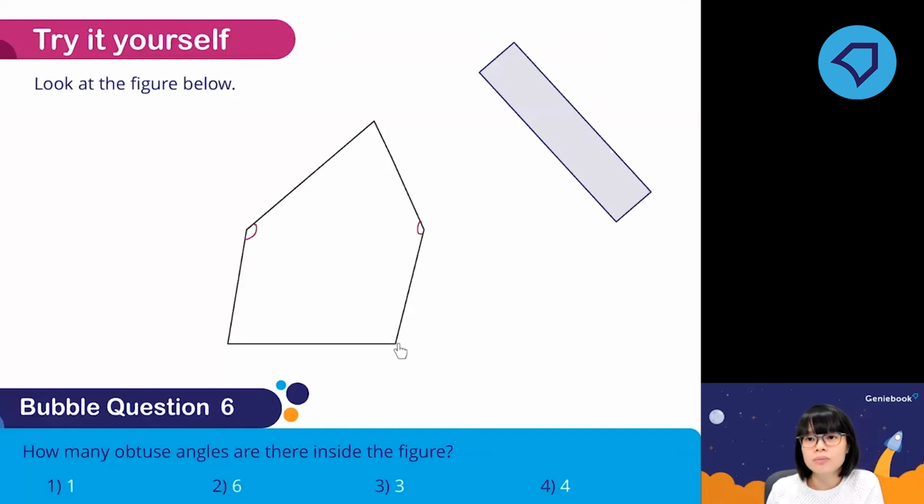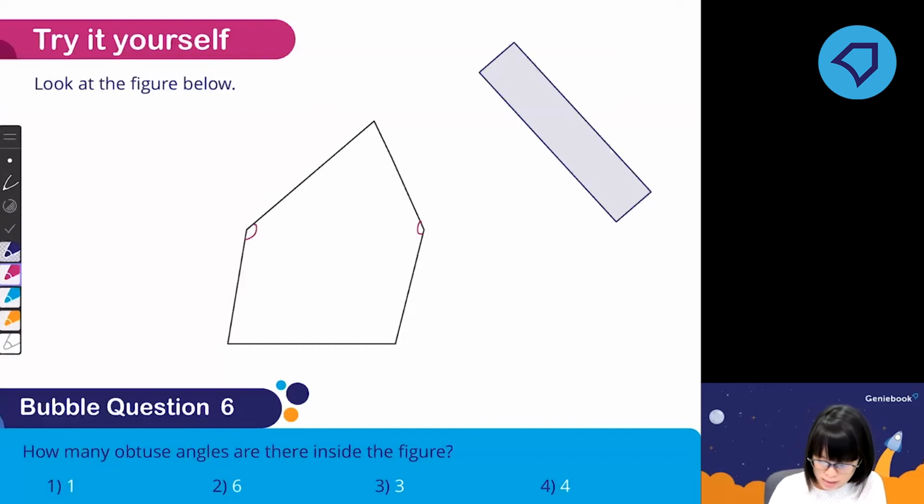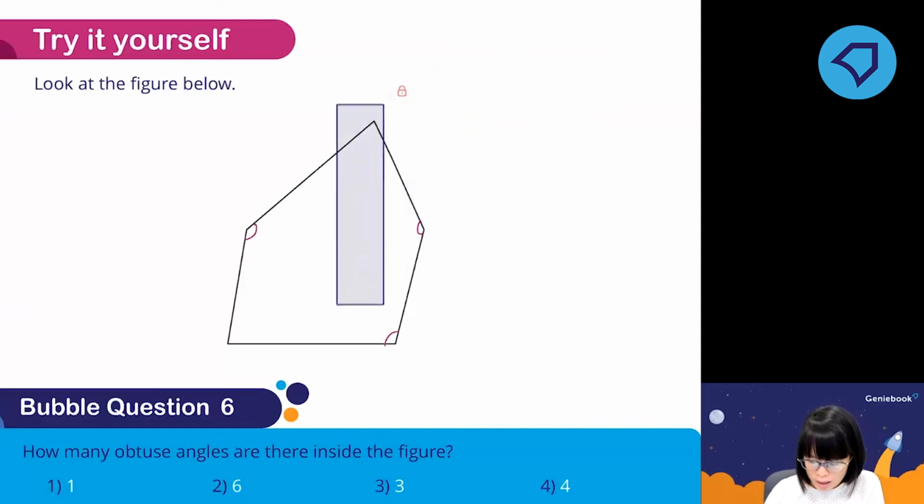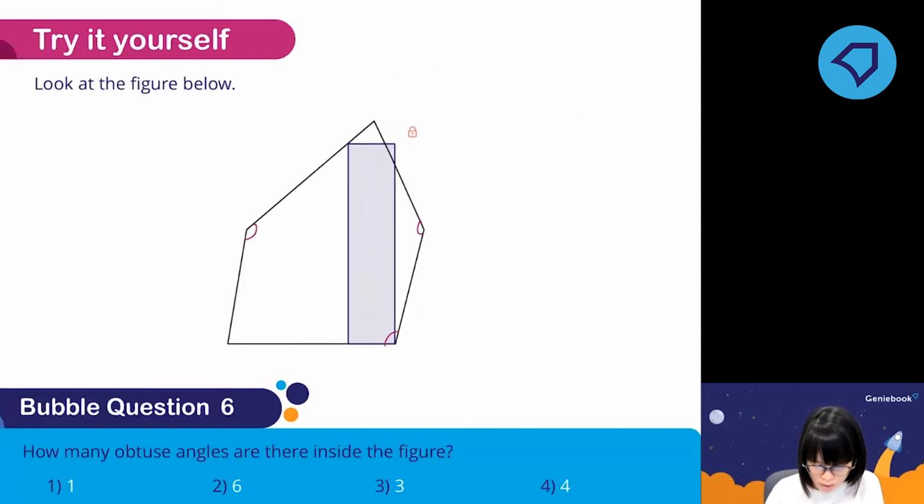Is it an obtuse angle? Yes, it is an obtuse angle. This is wider than 90 degrees. Why do I say so? Let's use our ruler to check. Ta-da! If I put it over here, you notice that this line is outside of the ruler. So in this case, we will have 3 obtuse angles in the figure.